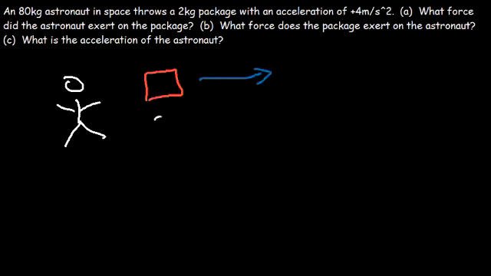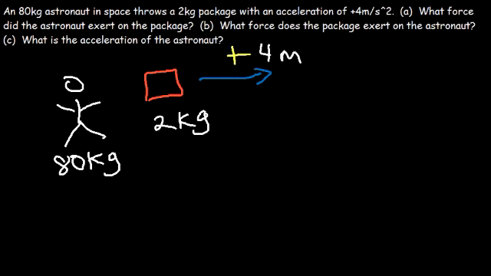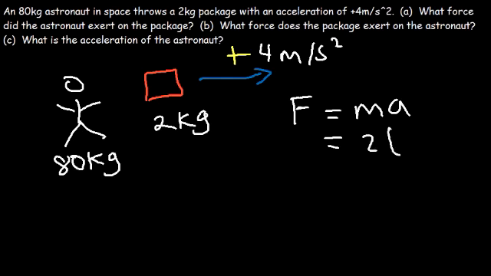The mass of the package is 2 kilograms. The mass of the astronaut is 80 kilograms. And the package has an acceleration of 4 meters per second squared. To calculate the force that the astronaut exerted on the package, we can use this equation: F is equal to ma. The package has a mass of 2 and an acceleration of 4. So the force applied to it is 8 newtons.